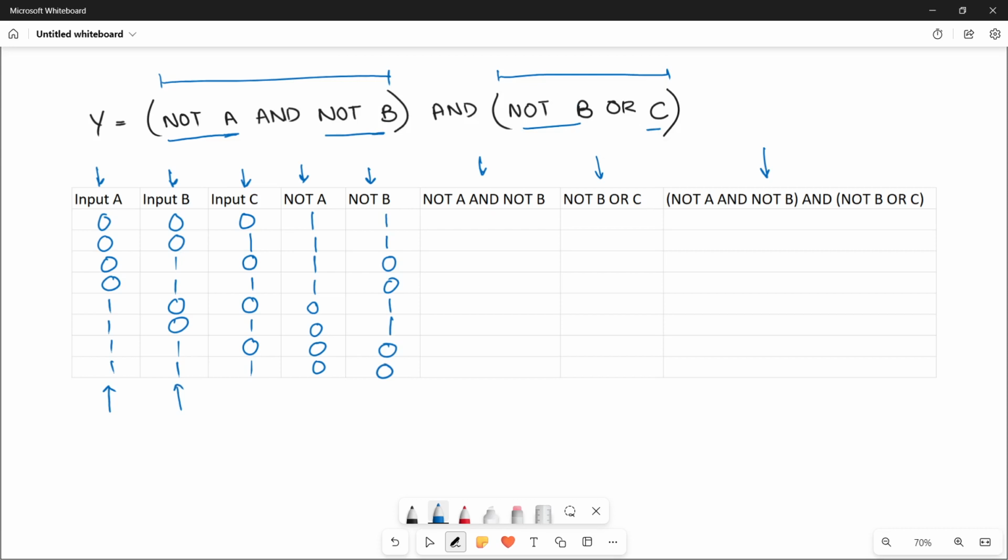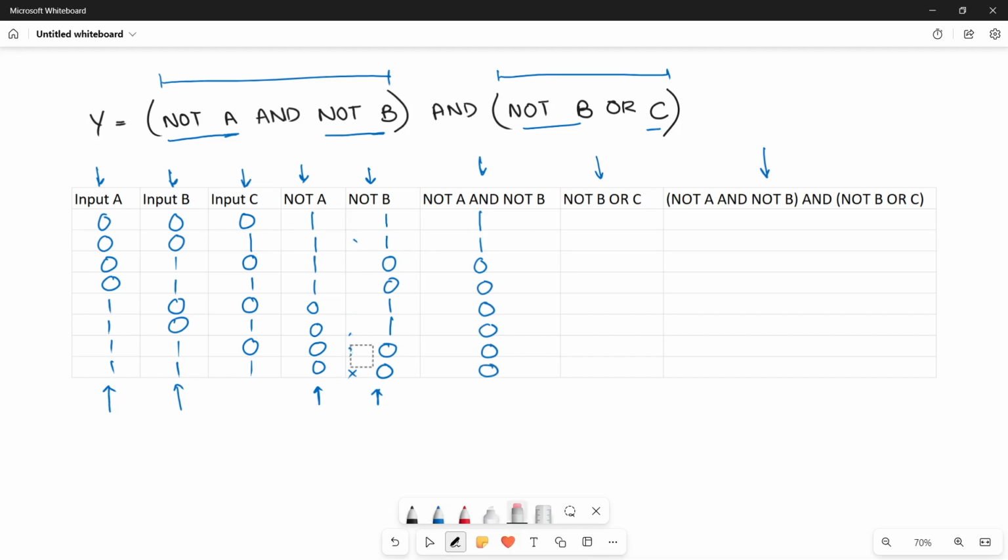Now quickly doing not A and not B. It means here and here we will be doing multiplication. Since the AND gate is basically the multiplication of your binary bits. So it becomes 1 into 1 is 1. 1 into 1 is 1. 1 into 0 is 0, 1 into 0 is 0, 0 into 1 is 0, 0 into 1 is 0, 0 into 0 is 0, 0 into 0 is 0. We are done with our first bracket.